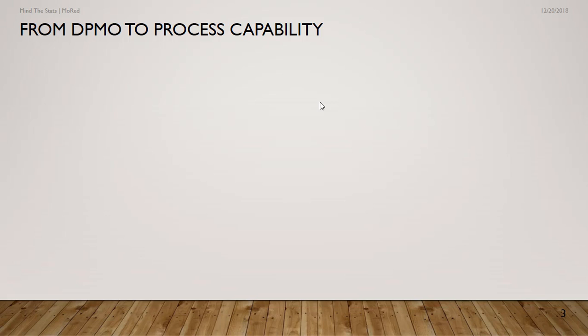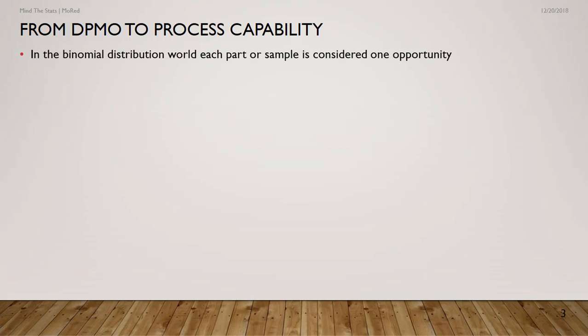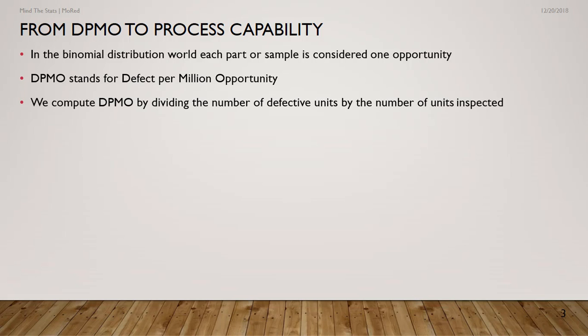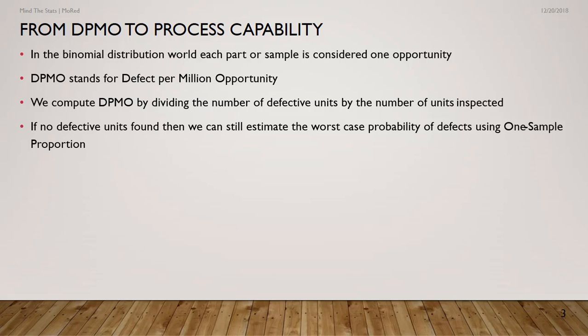Next, we're going to see how we can go from DPMO to process capability. In the binomial distribution world, each part or sample is considered one opportunity. DPMO stands for defects per million opportunities, and it's computed by dividing the number of defective units by the number of units inspected. If no defective units are found, then we can still estimate the worst case probability of defects using one sample proportion.